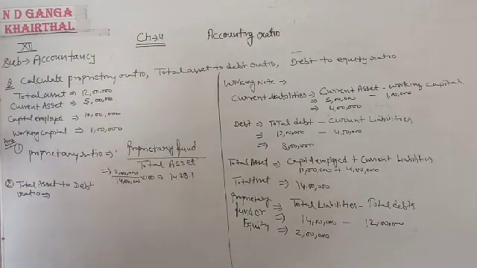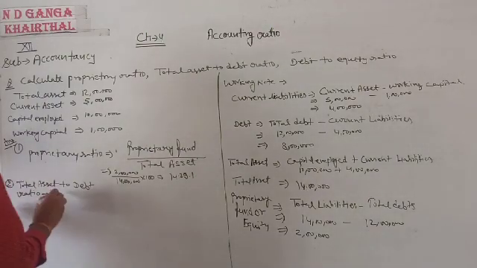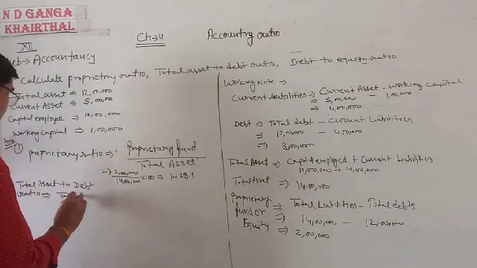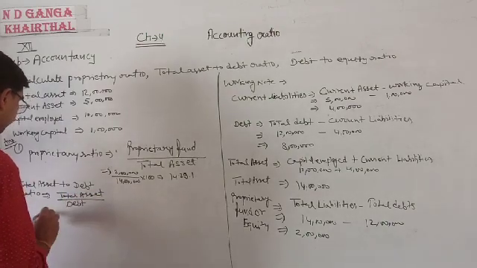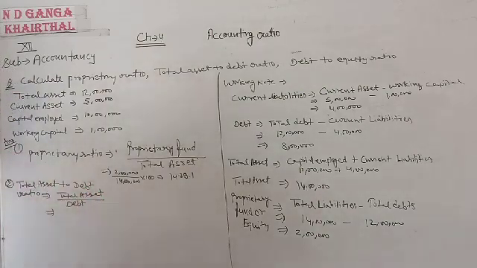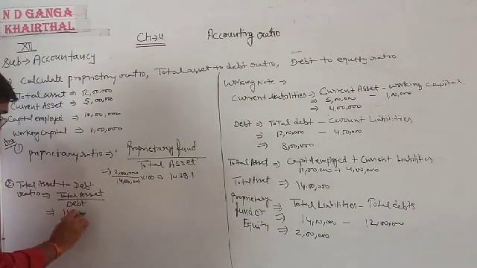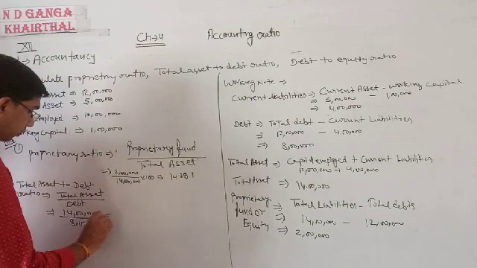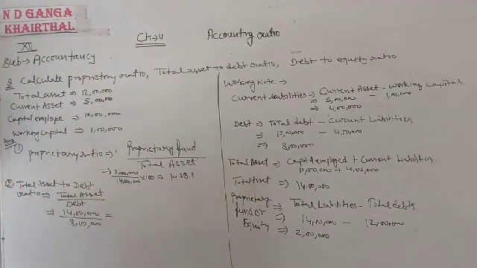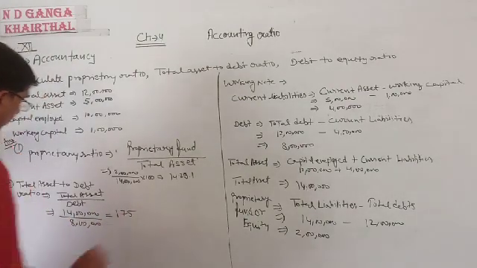Total assets to debt ratio equals total assets upon debt, 14 lakh upon 8 lakh. Okay, so dividing, we get 1.75.